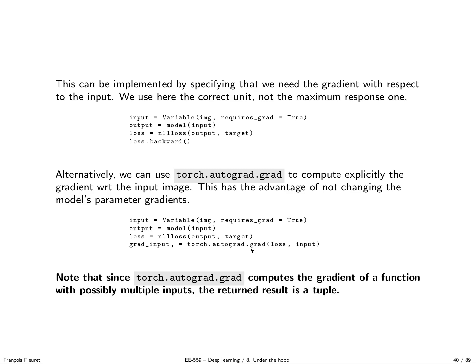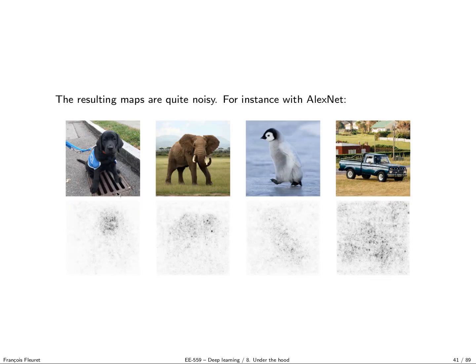So now we can look at what we obtain. Again, we push this guy through AlexNet, look at the value of the correct output unit, and compute the gradient of this output unit with respect to the input tensor. Then we compute the absolute value through the 3 channels of the input tensor, and then we sum them.